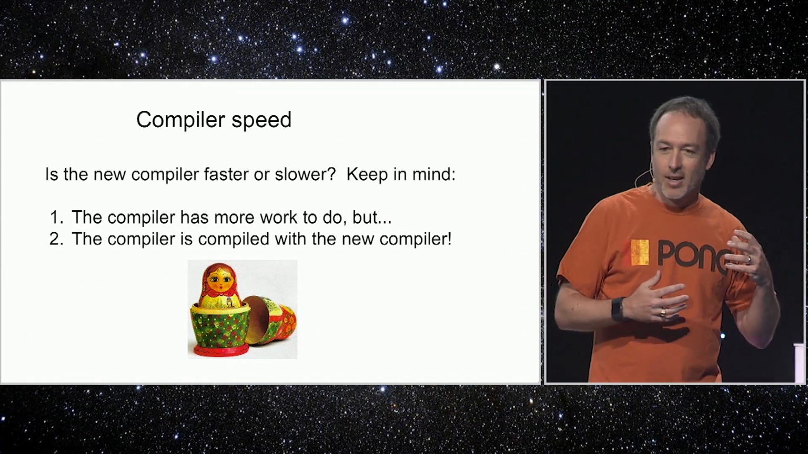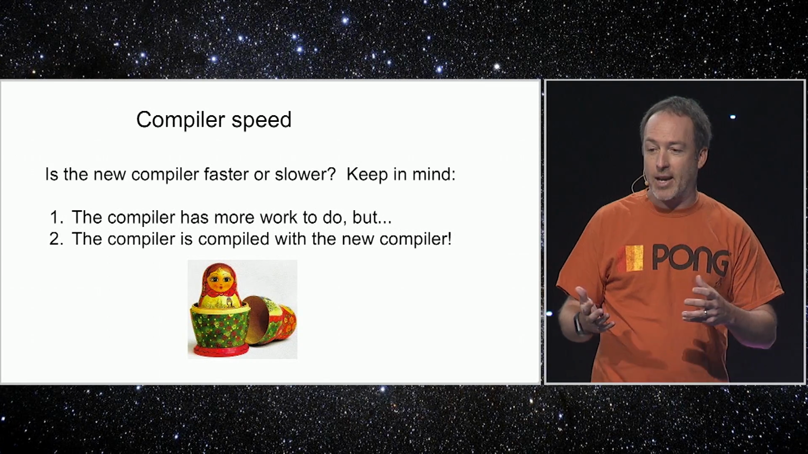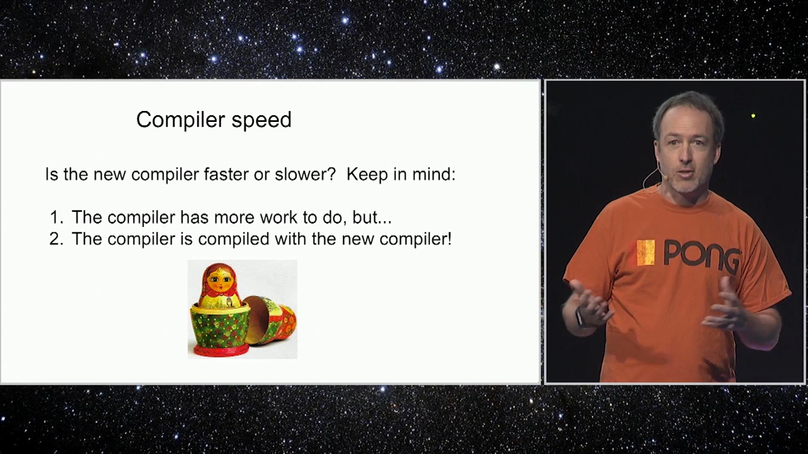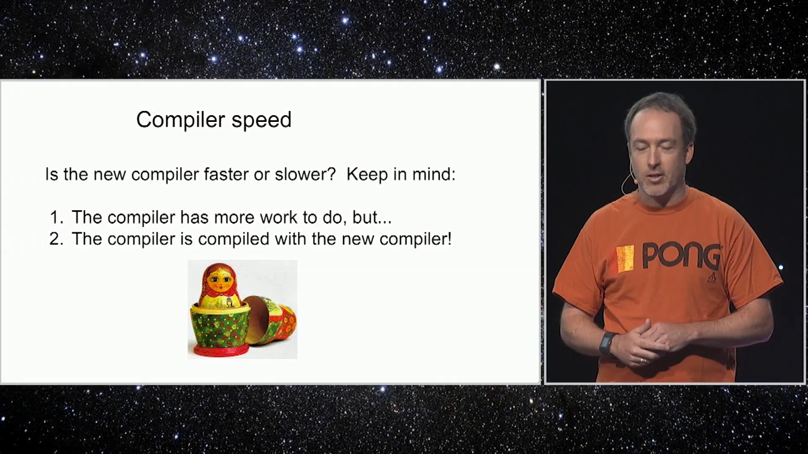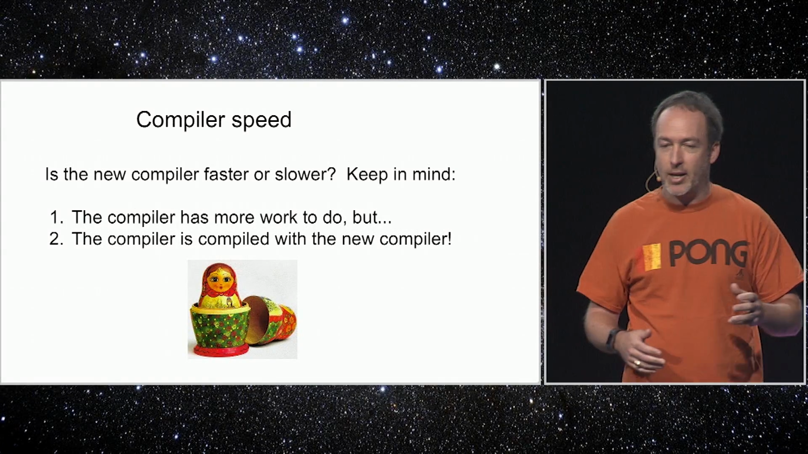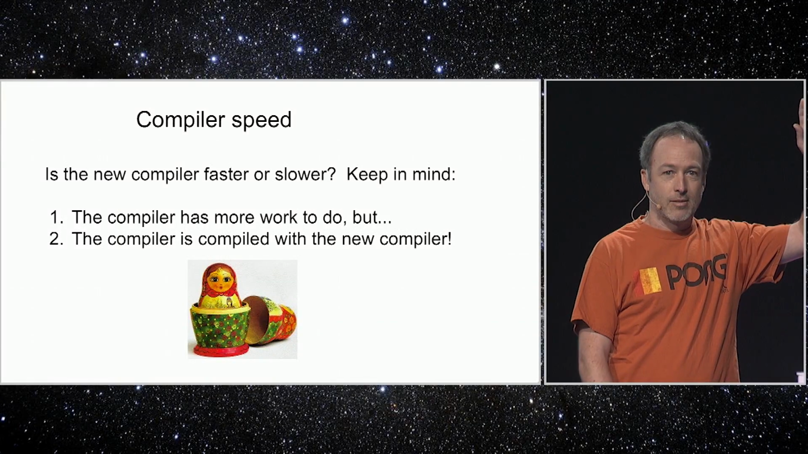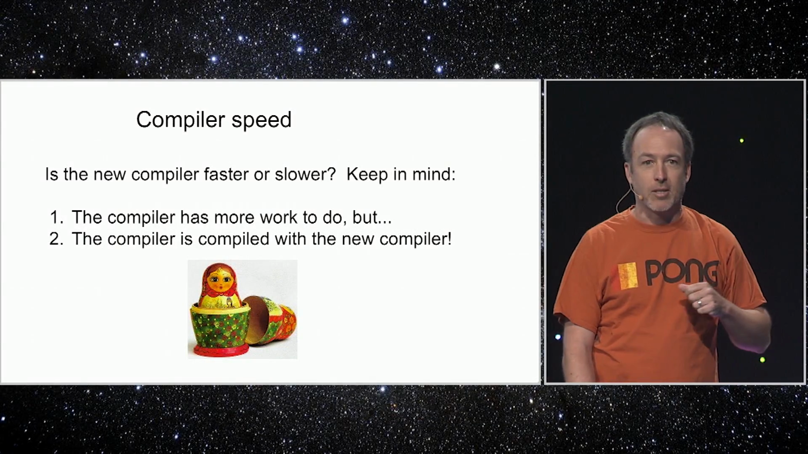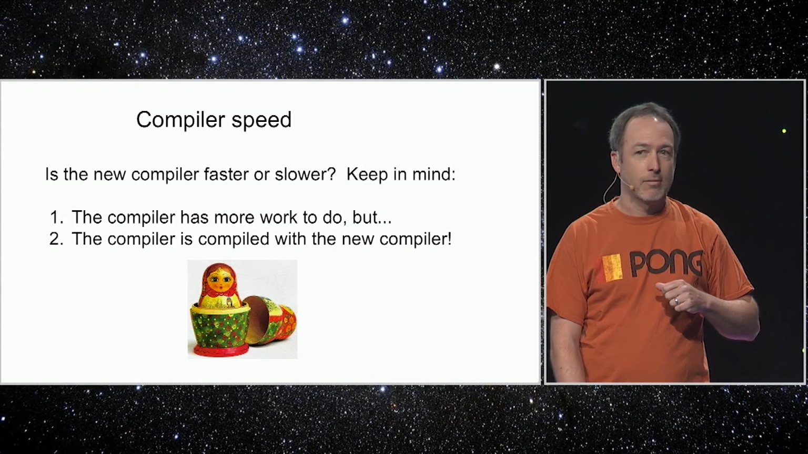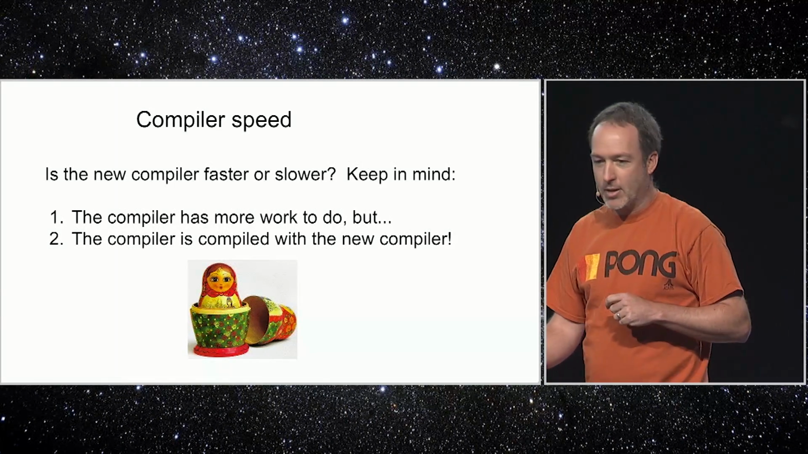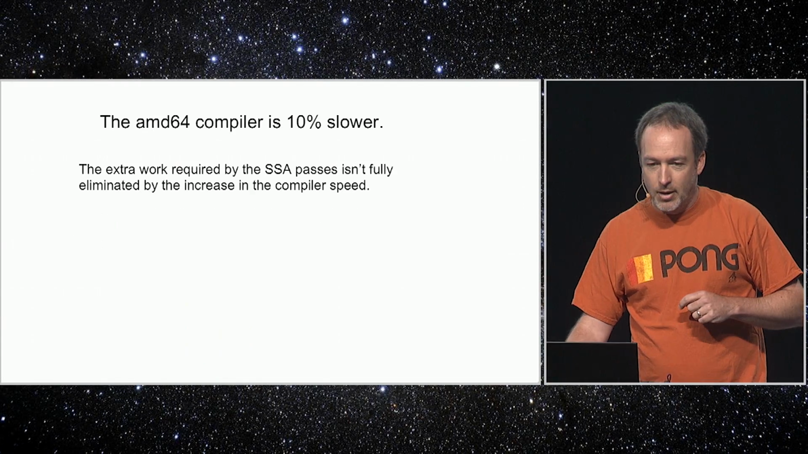But I'd like to poll the audience. What do you think? Do you think the new compiler is going to be faster or slower? Which of these effects do you think is going to win out? So I'd like everyone to raise your hand if you think the new compiler is going to be faster. And how many people think the new compiler is going to be slower? Okay, more people think it's going to be faster. Well, it turns out that you're both right.